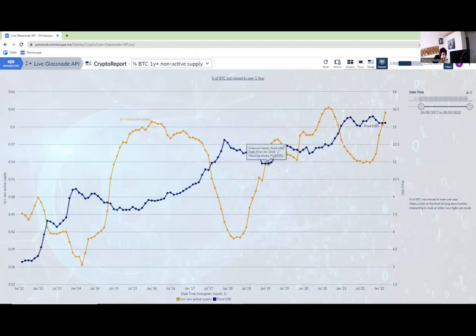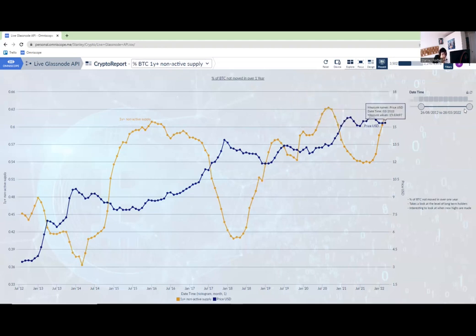Here in 2019, it was not broken, and we did not get a big run-up in price. We got a sort of a fake bull market. But next time we broke it, up here actually in July of 2020, we reached 62% of Bitcoin's 1 year plus non-active supply. And that actually predicted the bull run that we got in 2021, reaching $64,000 per Bitcoin. And this was after the break of this metric.